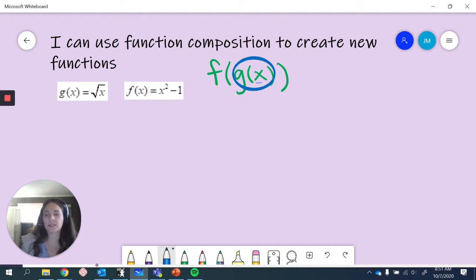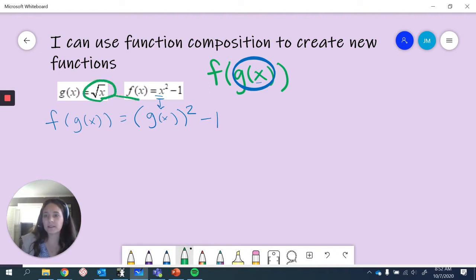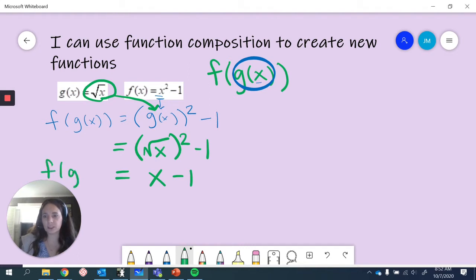Okay, so what that looks like, f of g of x is equal to essentially g of x squared, because that's substituting the x with the g of x, minus 1. Okay, and then you keep going. You're actually going to put this entire g of x function right there. So it's going to be the square root of x squared minus 1. And then we simplify. The square root of x squared is just x. And then you have x minus 1. So that is what f of g of x is.